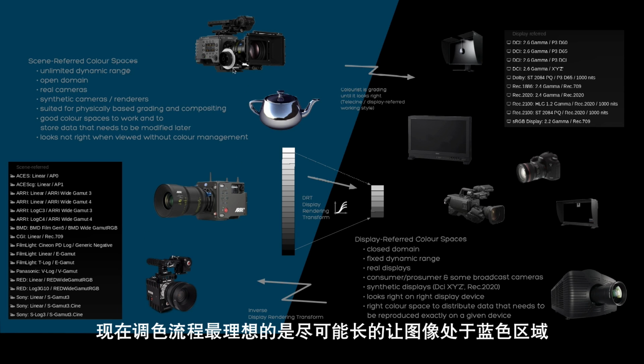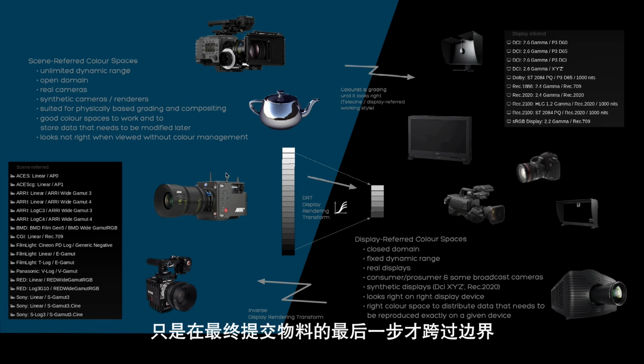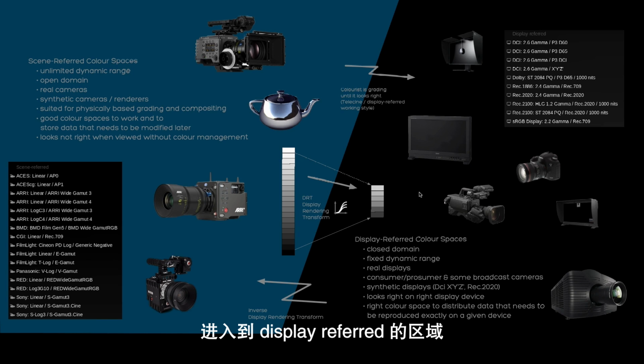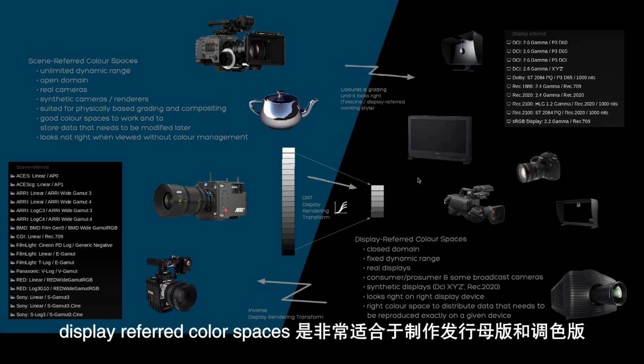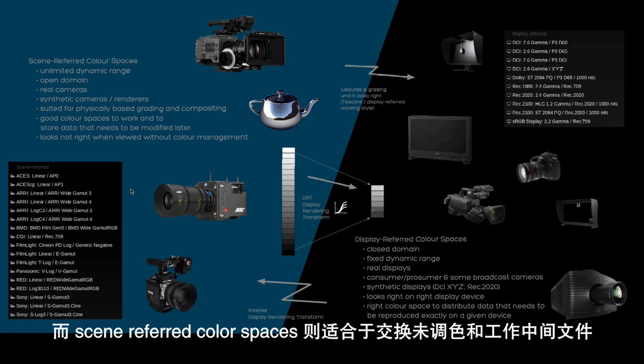So the general idea in a state-of-the-art pipeline is to keep the image as long as possible on the blue side here in the scene referred domain. And only as the very last step, when we create the final deliverable, then we are crossing the border over into the display referred world and then are baking our display referred finally rendered image into a file that we deliver.